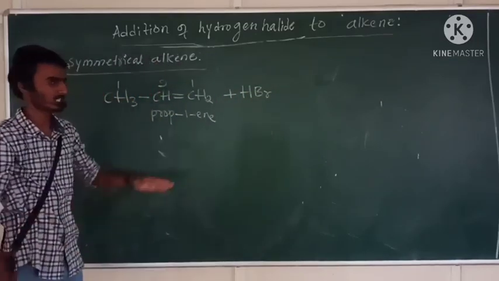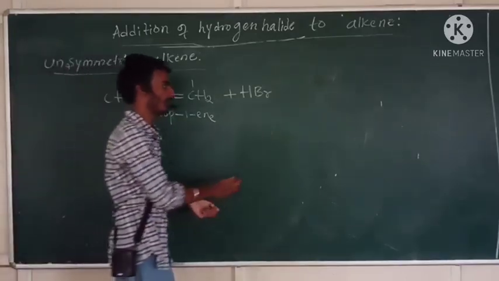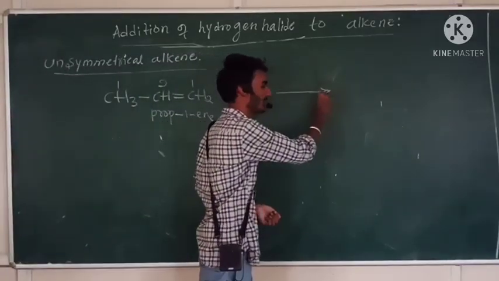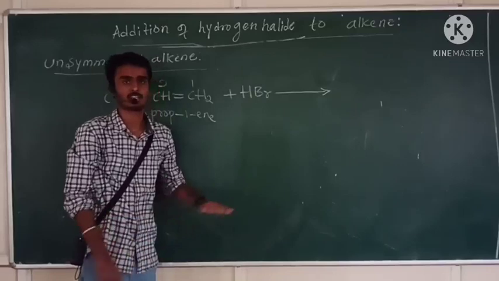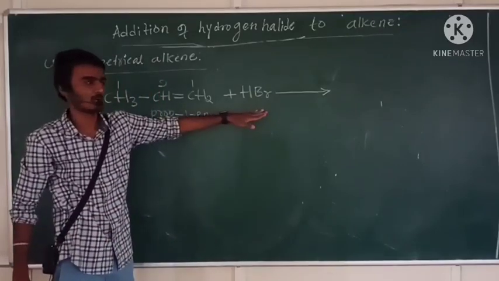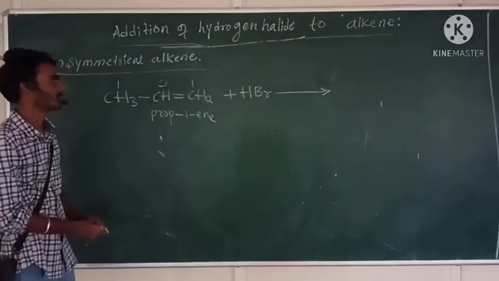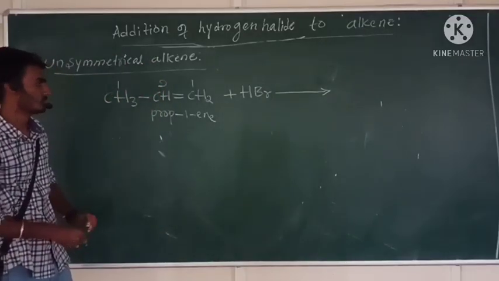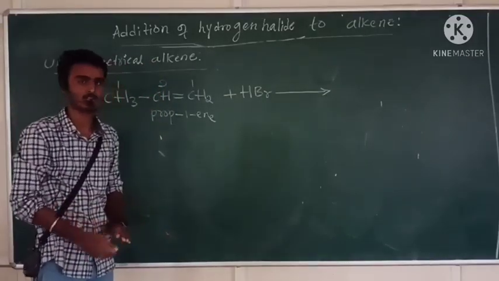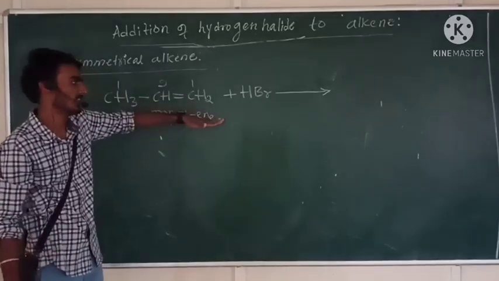So in this reaction, two products are obtained. One is major, another one is minor, depending upon the stability of the carbocation or the stability of the free radical. First we follow the Markovnikov addition, and second we follow the anti-Markovnikov addition. It is a general reaction.